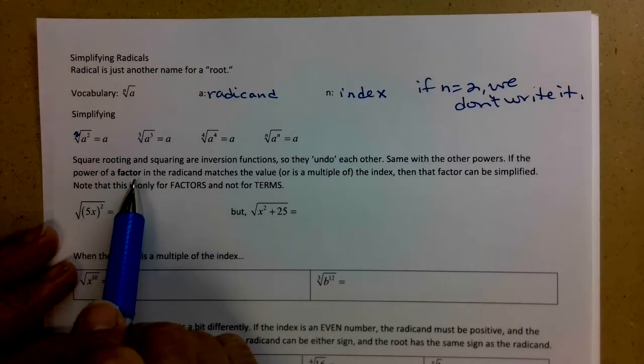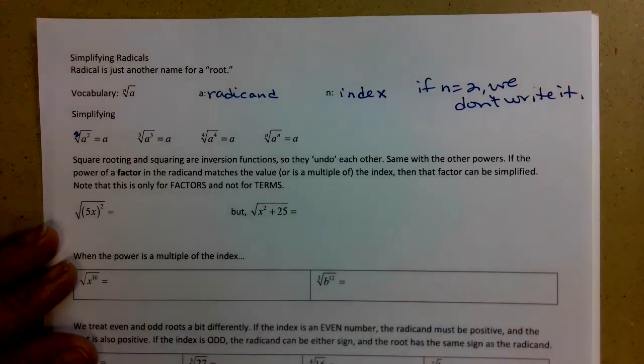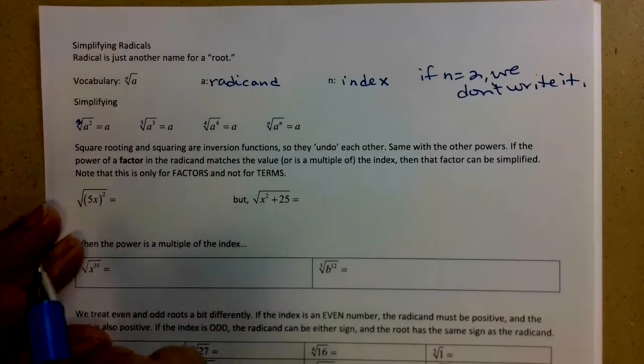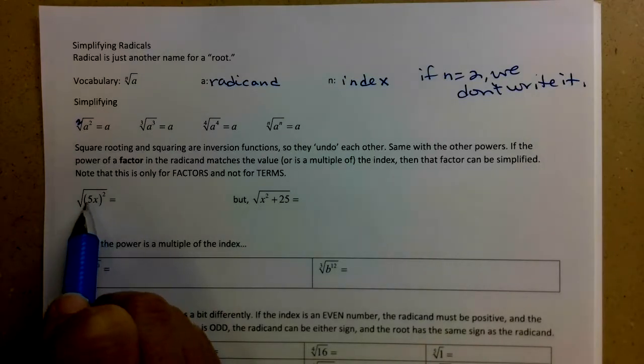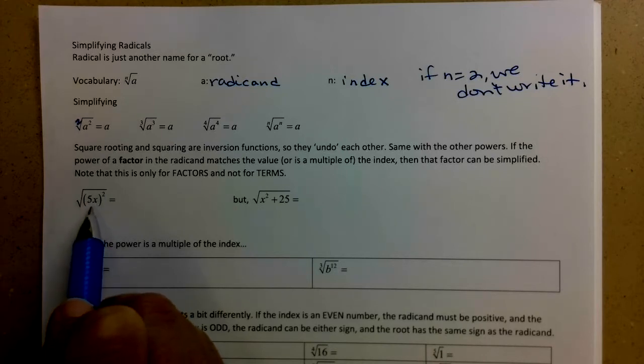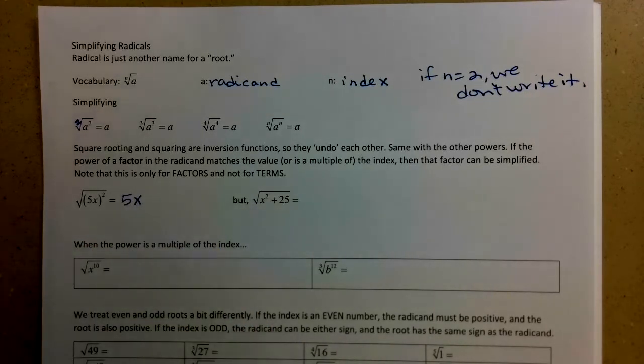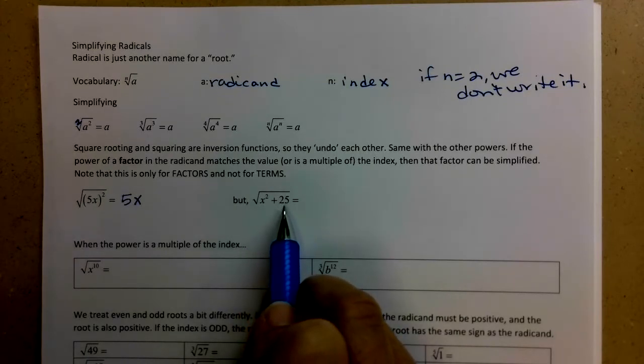If the power of a factor in the radicand matches the value or a multiple of the index, then that factor can be simplified. Note, this is only for factors and not for terms. In the examples up here, there was just one number or one letter in there, so it was both a factor and a term. But I'm going to show you some cases where that's not the case. Here's one example: the square root of the quantity 5x squared. I just have this 5x squared on the inside. It's one big factor, everybody's multiplying, and the index and the power match. So that equals 5x.